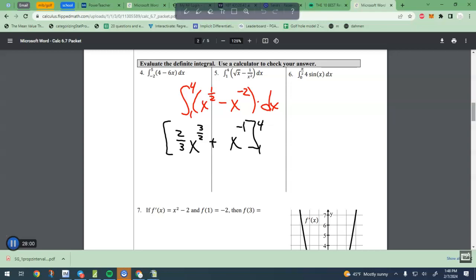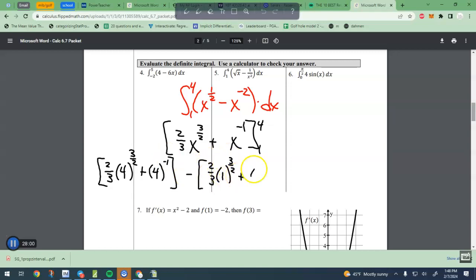So now I'm going to plug in 4 minus plug in 1. So 2/3 times 4 to the 3 halves plus 4 to the negative first. So we got fractional exponents and negative exponents. Minus 2/3 times 1 to the 3 halves. 1's always a nice one because everything's just 1. That is not an acceptable answer because you can only have the 4 basic operations. Right now you have powers, you have negative powers, so you have to do a little more.